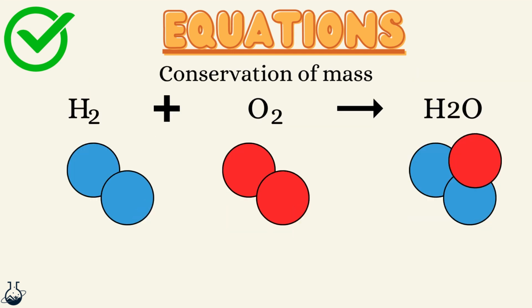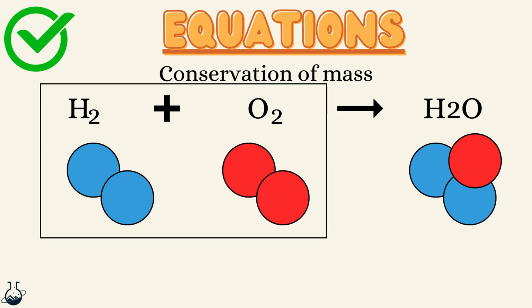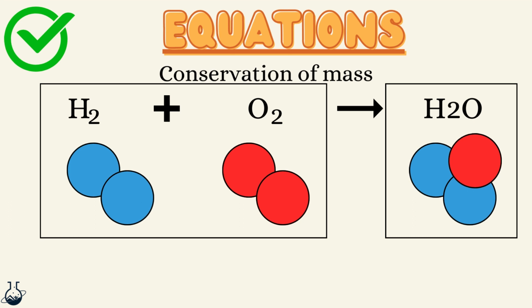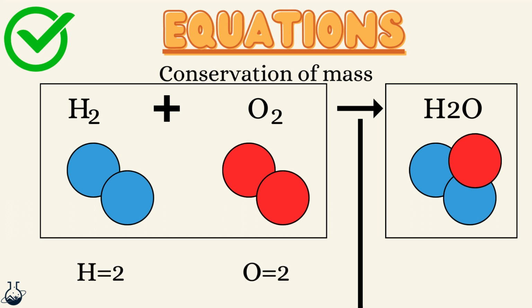Remember, our conservation of mass means we should have the same in our reactants and products, but the atoms may rearrange themselves. Time to get counting. Split these with a line under your arrow. Identify your elements present and count their number of atoms. In my reactants, I have 2 hydrogens and 2 oxygens. On my right, I have 2 hydrogens, but only 1 oxygen.